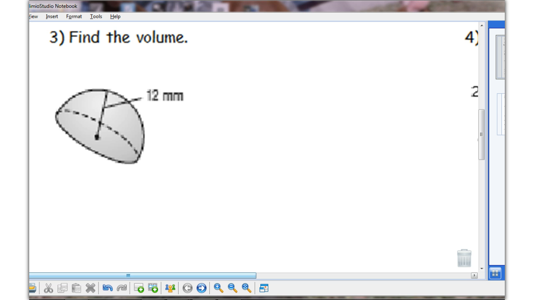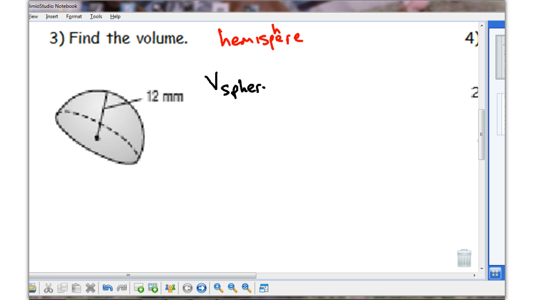Alright, find the volume. Here our shape is actually a hemisphere, or half a sphere. I spelled that wrong, it's P-H-E-R-E. Sorry about that. But anyway, what we're going to do is find the volume of a sphere and then divide it by 2, or you can think about multiplying by 1/2 as well.